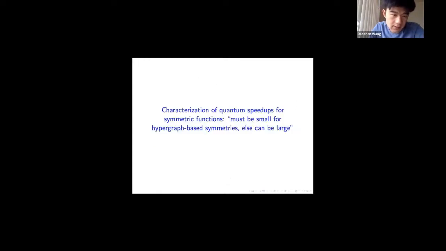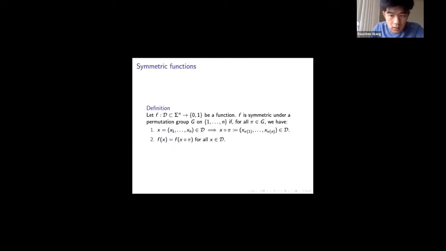So our first main result is a characterization of quantum speedups for symmetric functions. And the motto is that it must be small for hypergraph-based symmetries, but otherwise it can be large. So what are symmetric functions? A function is symmetric with respect to a permutation group G acting on its indices, the set 1 to n, if essentially the domain of the function is invariant under G. That's the first condition. And also the function values are invariant with respect to G. That's the second condition.